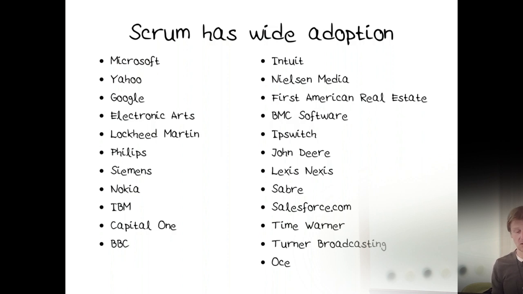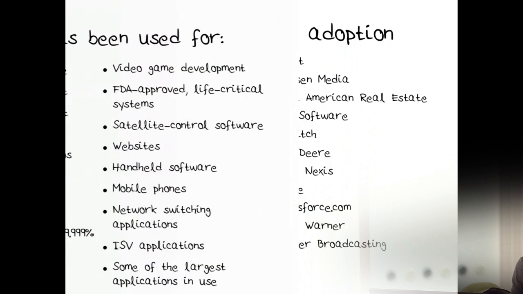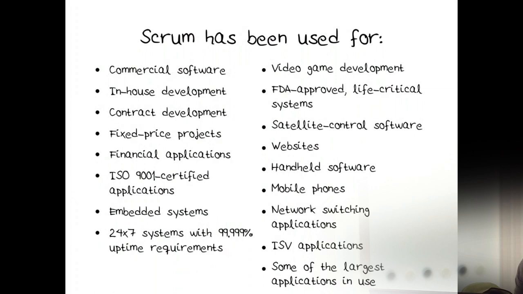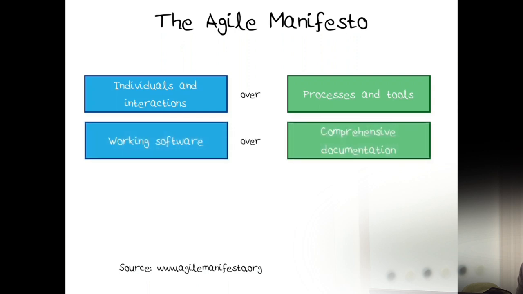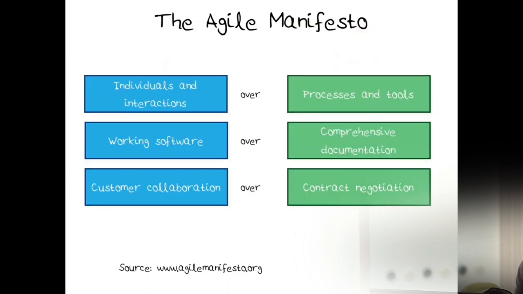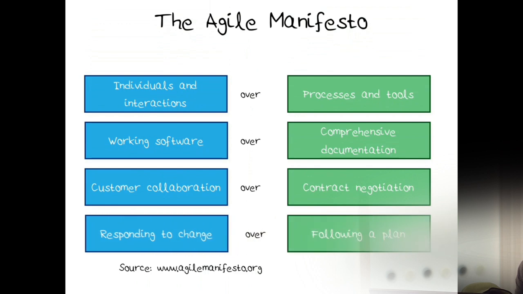I had a friend in New York who used Scrum to run his home, and it worked well for him. A little bit nerdy, maybe for my taste, but whatever works. All kinds of applications. So let's look at this one again. We value individuals and interactions over processes and tools. We value working software over comprehensive documentation. We value customer collaboration over contract negotiation. We value responding to change over following a plan.